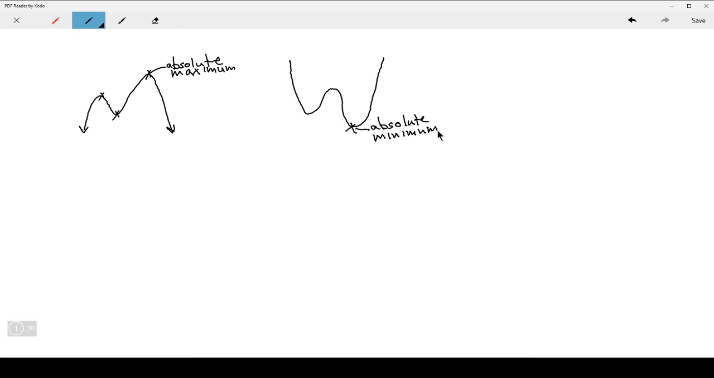But if I take a function and I restrict it to a closed interval, all right, so far we've only been looking at open intervals. So if I have a function, let's say, that looks like this, this is a function that doesn't have an absolute maximum because it continues up forever. And it doesn't have an absolute minimum because it continues down forever.